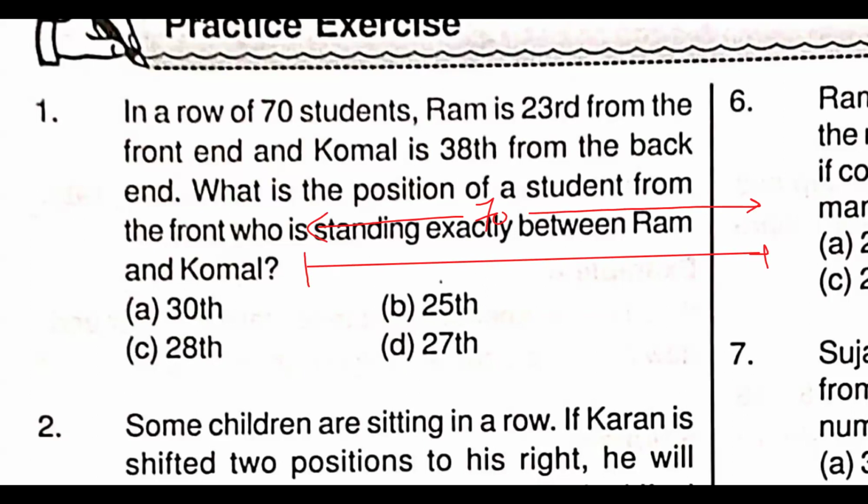So, where were we? Yeah, Ram is 23rd from the front end. The front end we'll consider as the left side. If we draw Ram over here, let us just randomly take this position. This is the 23rd position from the front. This is Ram. All right. If Ram is 23rd from the front end, how many people will be sitting to the left of Ram?